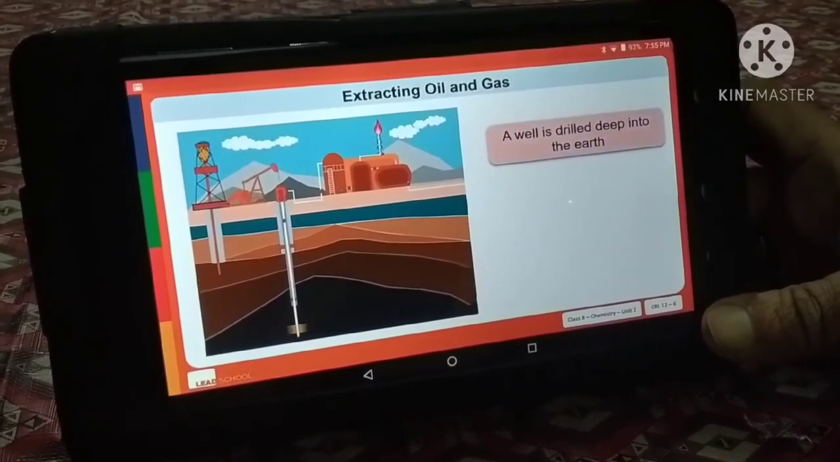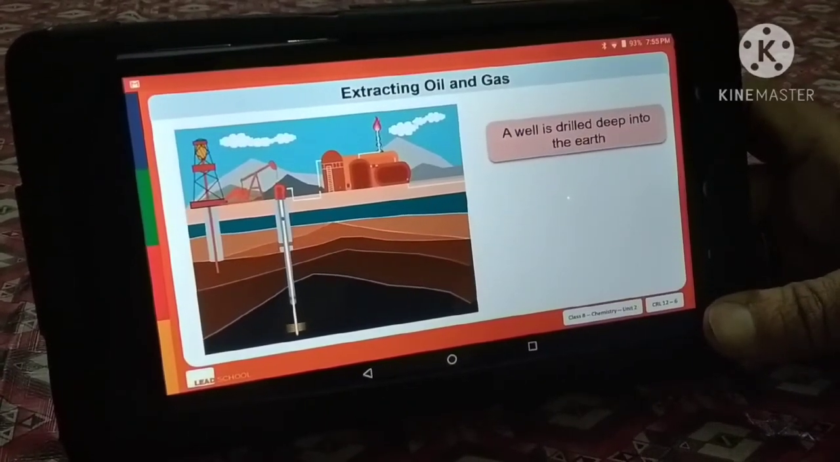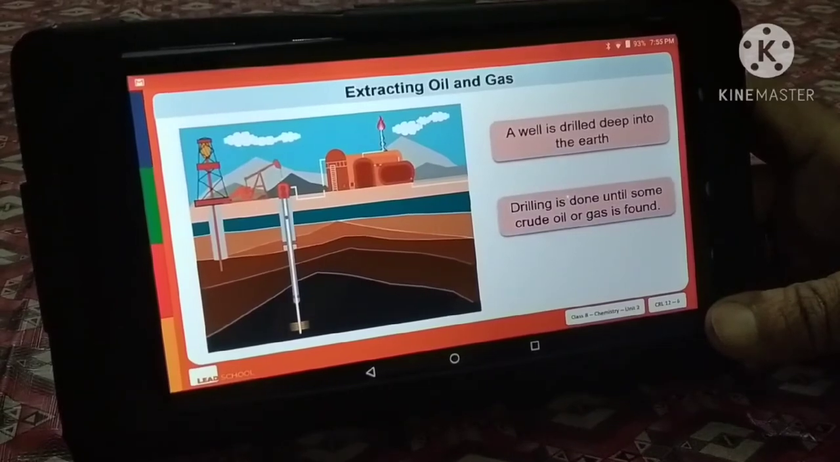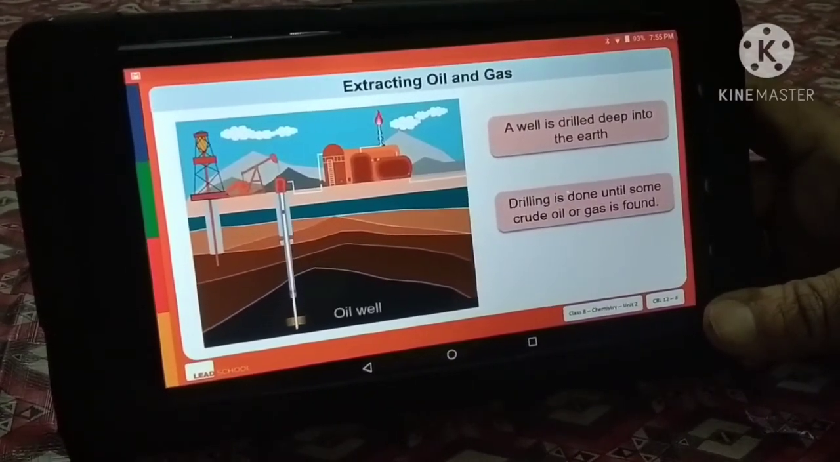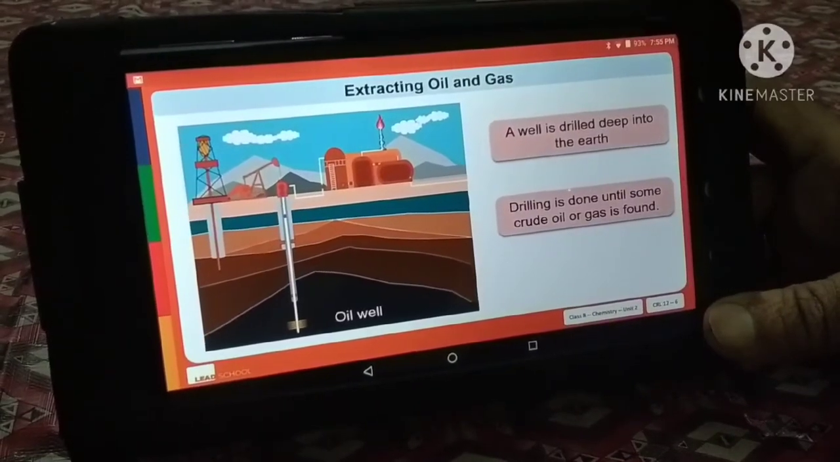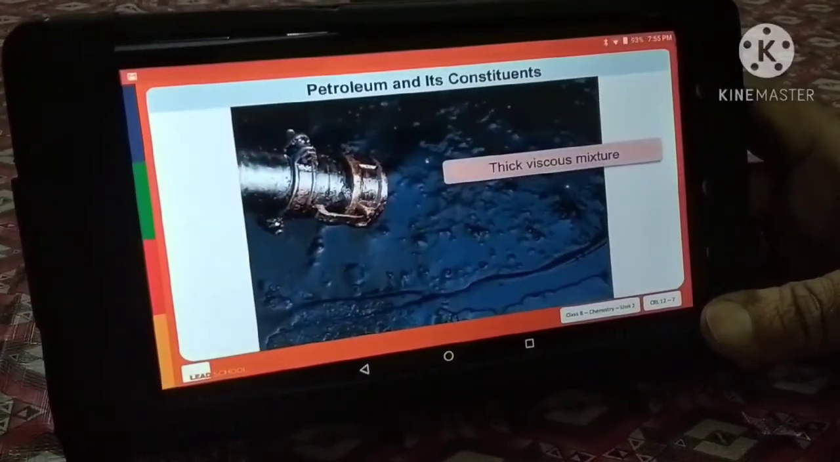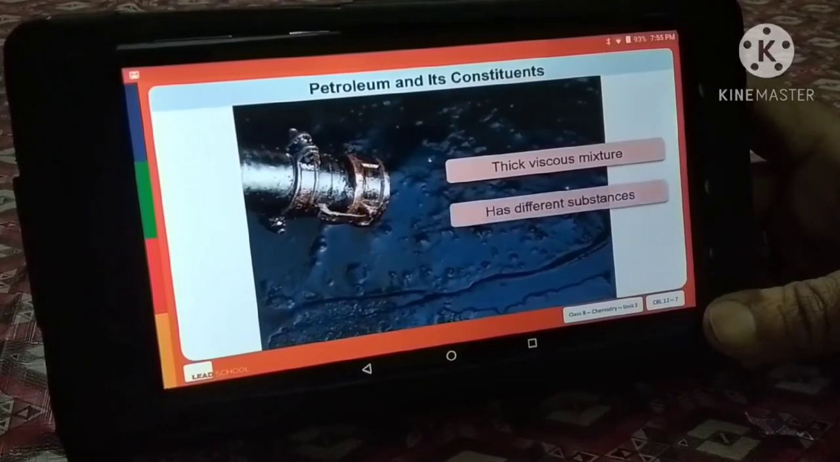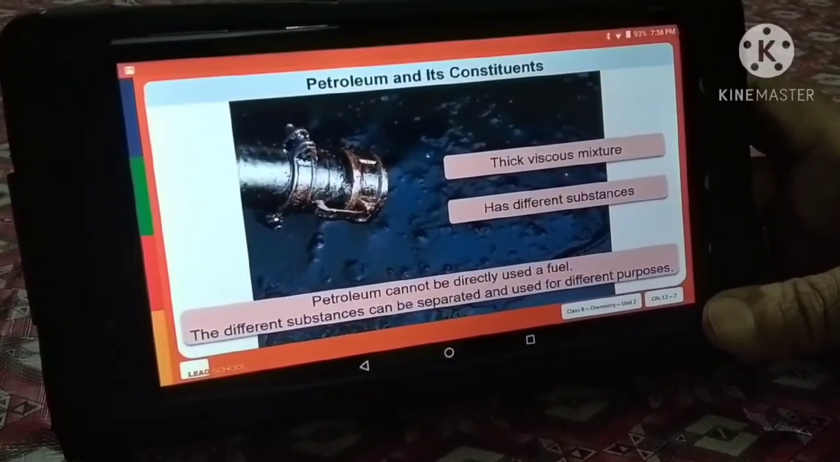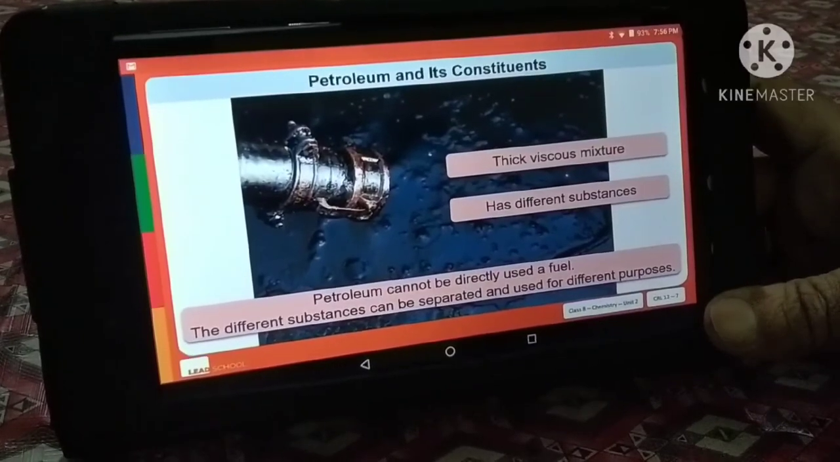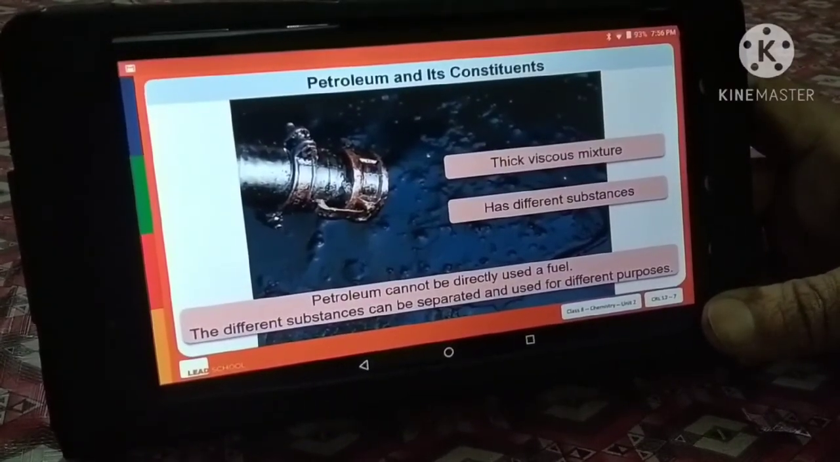We do so by drilling a well through the layers of the earth. Drilling is done until some crude oil or gas is found. Such a well is known as an oil well. Petroleum is a thick, viscous mixture of different substances. Hence, it cannot be used directly. The different substances can be separated and used for different purposes.